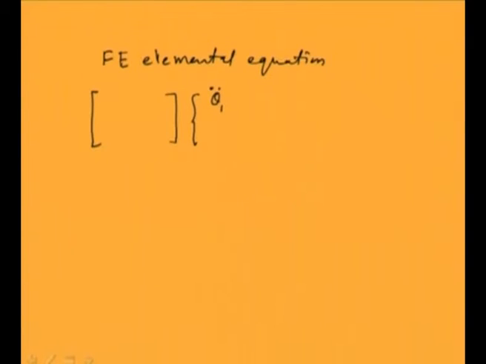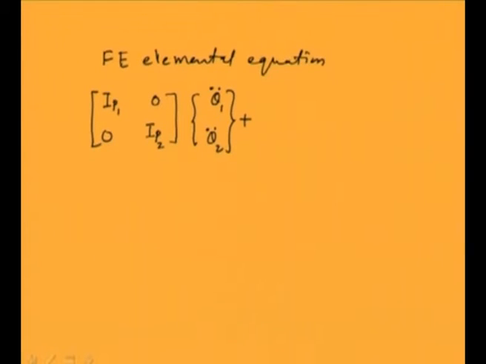So the finite element elemental equation will be given by, here we are not considering the mass of the shaft, so the mass matrix will be diagonal because the contribution will be coming from the discs only. So here the mass of the shaft has not been considered.